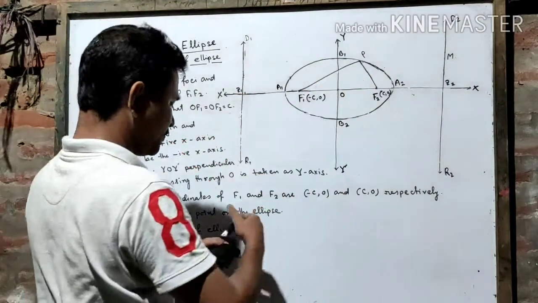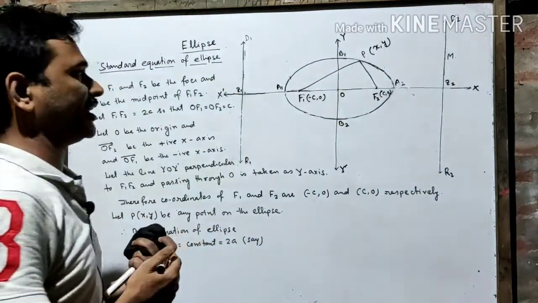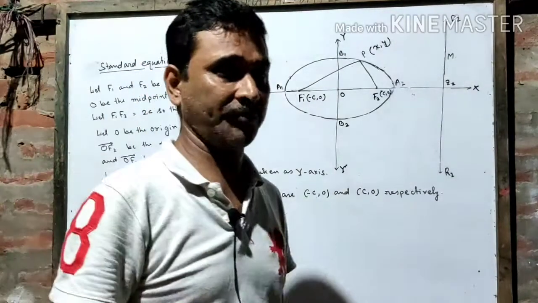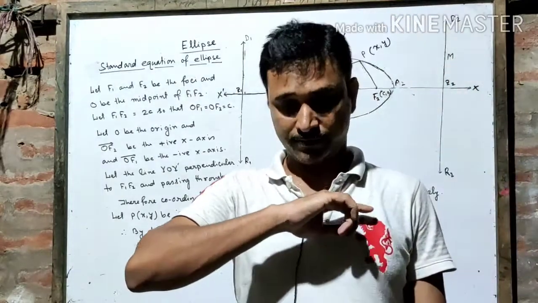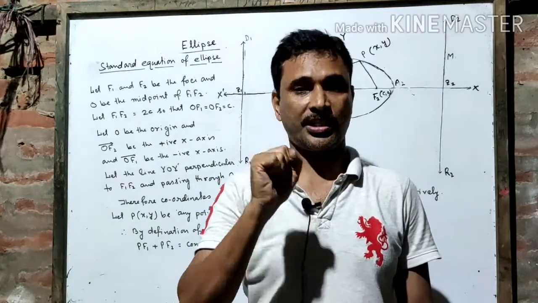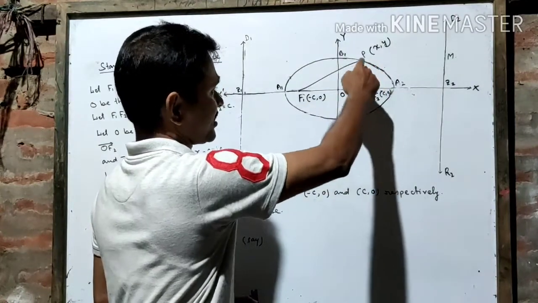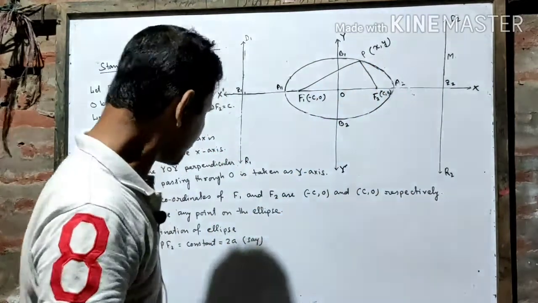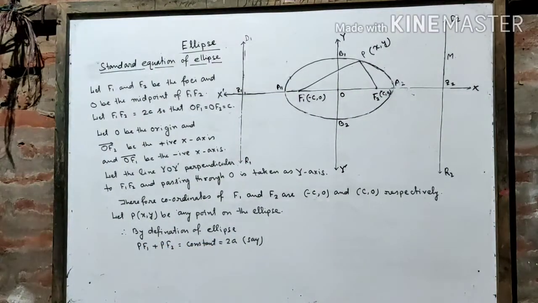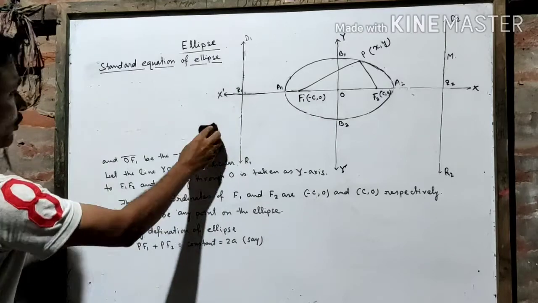Let P(x, y) be any point on the ellipse. Therefore, by the definition of ellipse, meaning the property of ellipse, what is the property? The sum of the distances of any point on an ellipse from the two foci is a constant. So we have taken P any point on the ellipse, and the sum of its distances, that is PF1 plus PF2, is equal to a constant, and that constant is taken here as 2a. Now let us simplify this. PF1 plus PF2 is equal to 2a. What is PF1?